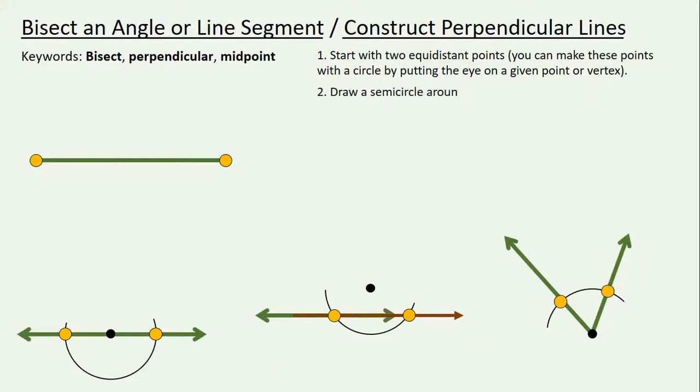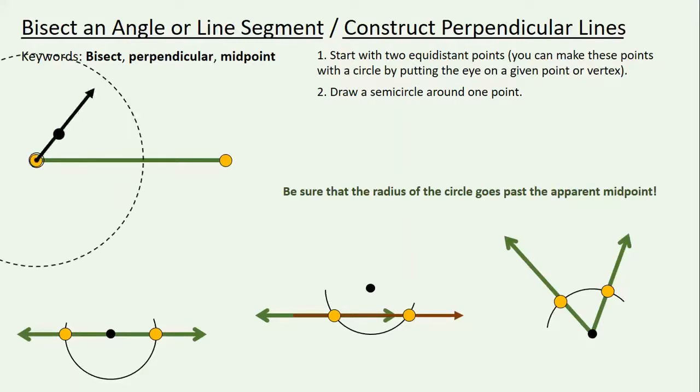For step 2, we're going to draw a semicircle around one of our points. Be sure that the radius of your circle goes past the apparent midpoint. So in our first shape, we made our compass a little bit longer than where we thought the midpoint was, and we're going to make an arc.